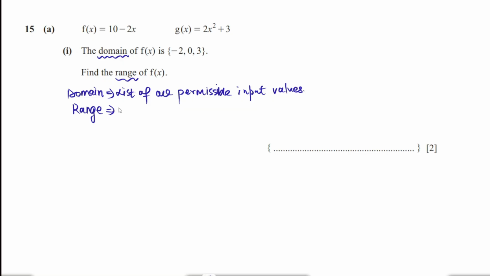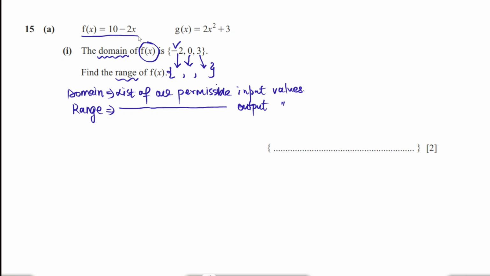and range is list of all permissible output values. How will you get an output? If you plug in an input, then that input is going to give you some output. If -2 is allowed as input because it is a part of the domain, whatever output you get by plugging in -2, that is going to be part of the range. And if you plug in 0 in the function, whatever it gives you is your second output. And if you plug in 3 in the function, you will get your third output. So that is what we are required to find. What is the function to be taken? That is f.